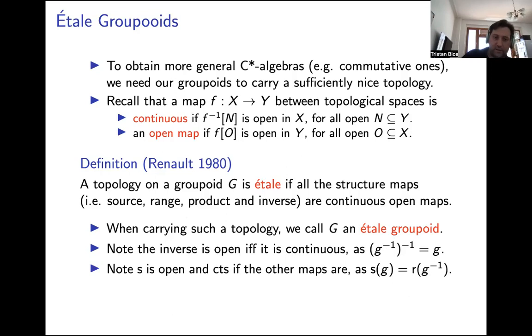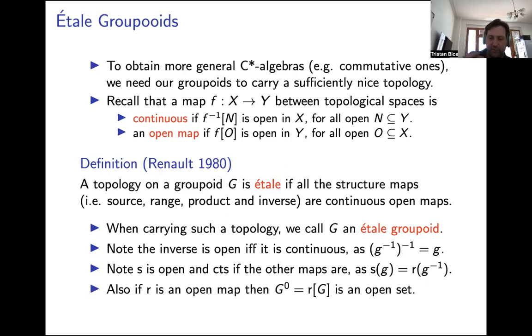Also, if you look at, let's say, the source, well, that's both open and continuous if all the other maps are already open and continuous, right? Simply because the source of g is exactly the same as the range of g inverse, right? So if the inverse map is continuous and the range is continuous, well, this tells you the source map is also continuous. And likewise, if the inverse map is open, which is the same as continuous, as we just said, and we know the range map is an open map, well, then the source map has to be an open map as well.